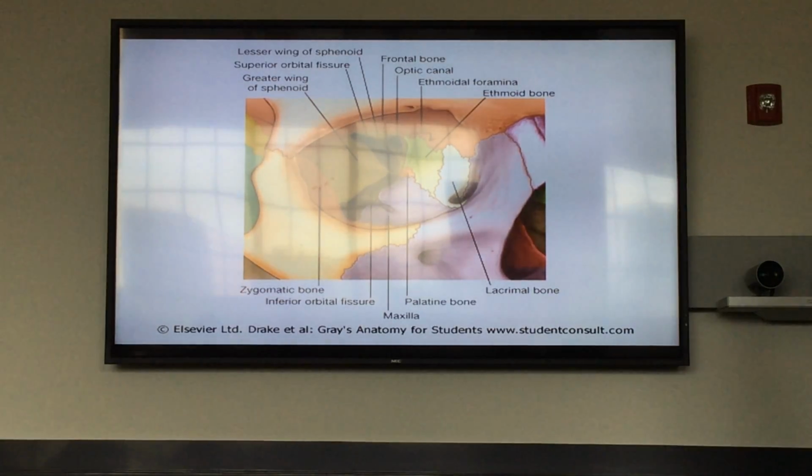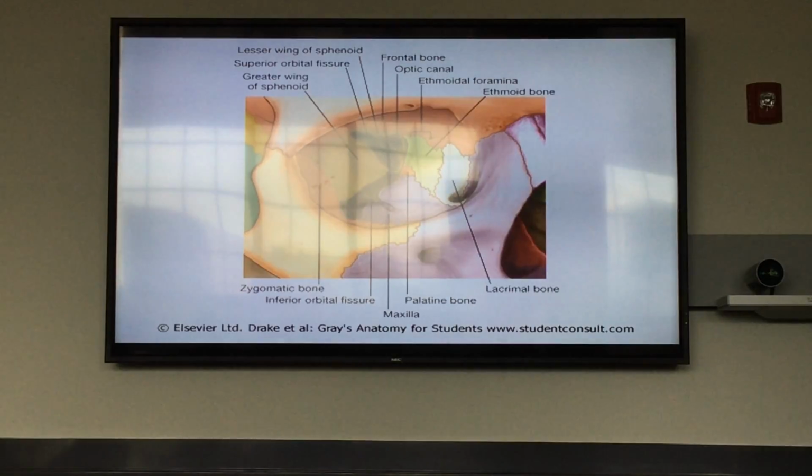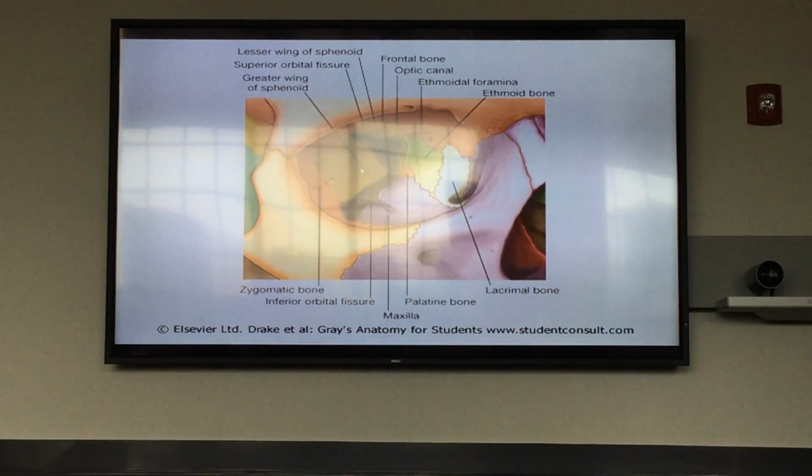Okay? And what you need to spend some time thinking about are the bones that make up the orbit. So laterally, the orbit is going to be made up of the zygomatic bone as well as portions of the frontal bone. As you work back towards the apex of that megaphone, you're going to run into what we call the sphenoid bone located here. And you can see that large, or what we call the greater wing.